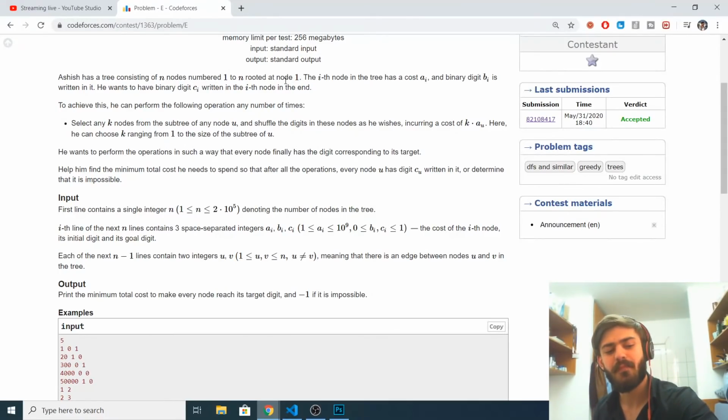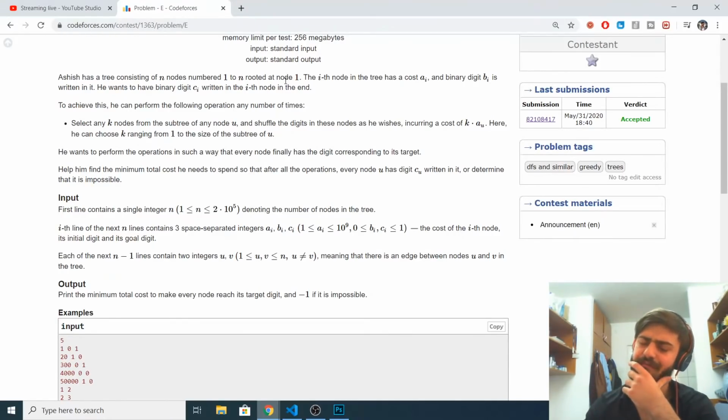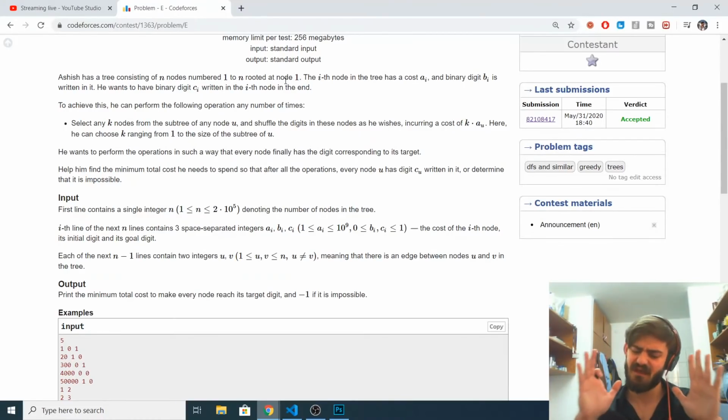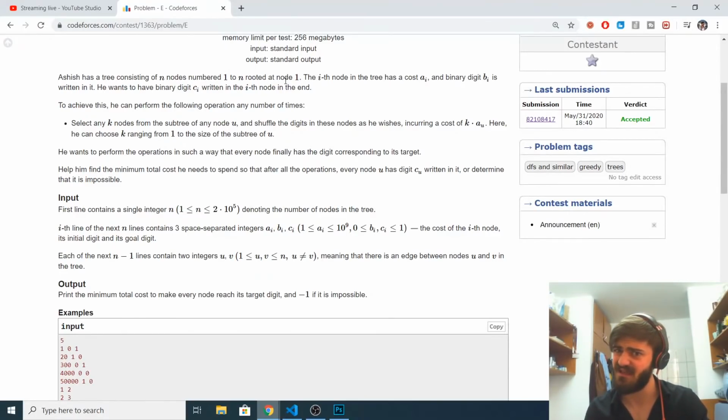Cool. So, I'm thinking about this problem, right? I have a tree. And some nodes are going to be already okay, right? So, B equals C. The digit that is in that node is actually the desired digit. Cool. Those nodes are going to be untouched. I don't touch these nodes, I let them as they are, because they are already okay, right? So, what should be the point of picking one node which is already okay and changing its digit, right? So shuffling, swapping basically its value with another node's value. There's no point in doing that.